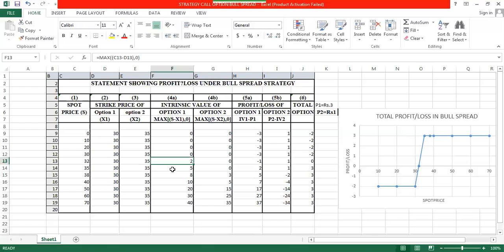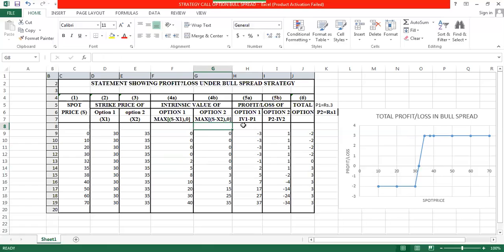So in this way, with the increase in spot price, the intrinsic value of option 1 is going up. Up to 30, don't apply the right, and if the spot price is above 30, apply the right. The same concept will be applicable for calculating the intrinsic value of option 2.